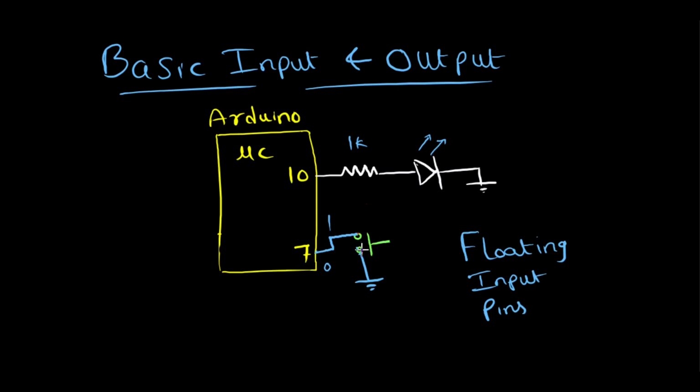Now when you push the button, pin number 7 is connected to ground, right? But when the button is not pushed, you can see that pin number 7 is not connected anywhere here. This is called a floating input pin. There is no specific logic value at pin number 7 when the button is not pressed. So let's make this connection on the breadboard and practically see what issues we are going to get when we have a floating pin.